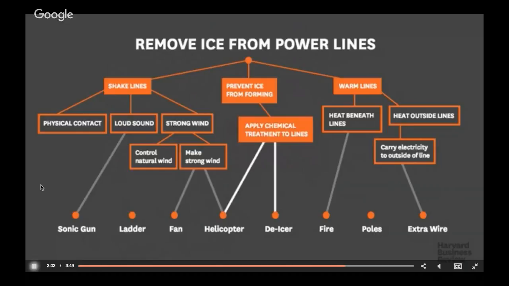What lit up? Here, it's two different resources being used, helicopter and de-icing agent. The helicopter is now being used in a totally different capacity. It's not being used to make strong wind. It's being used, if anything, to make as little wind as possible while it drops de-icer onto the power lines. To melt the ice that's already there? No. To prevent ice from forming in the first place. That's the way that you achieve the goal of removing ice from power lines. Make it so that it never even exists at all, right?